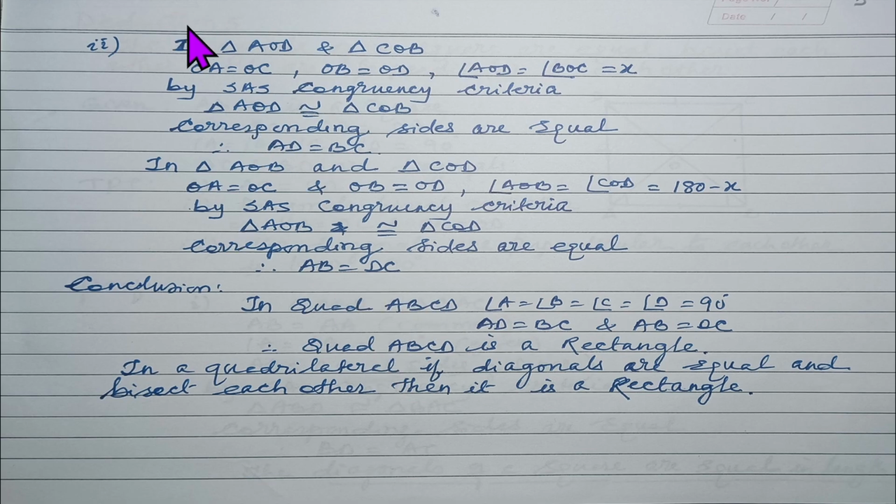I have told you the same thing I have written, and therefore the conclusion is, in the quadrilateral ABCD, angle A is equal to angle B is equal to angle C is equal to angle D is equal to 90 degrees, which we have proved, and we have just now proved that AD is equal to BC, the opposite sides are equal. AB is equal to DC, again opposite sides are equal. That means the pairs of opposite sides are equal in the quadrilateral. Therefore, quadrilateral ABCD is a rectangle. Therefore, in a quadrilateral, if diagonals are equal and bisect each other, then it is 100% a rectangle. So try to remember that.